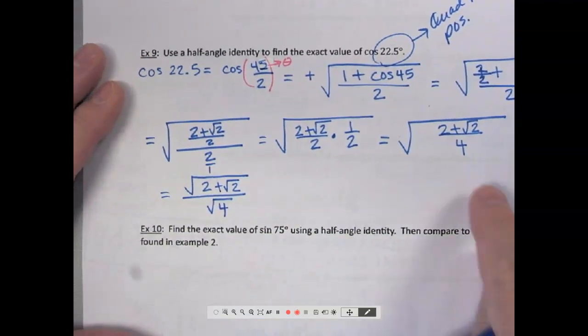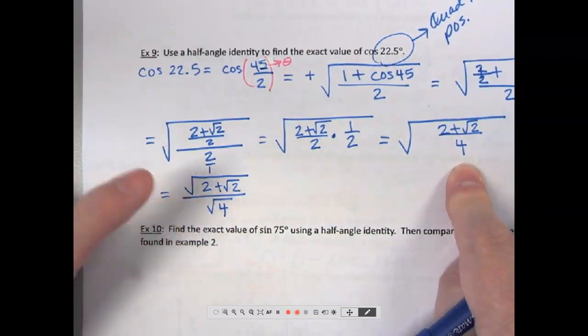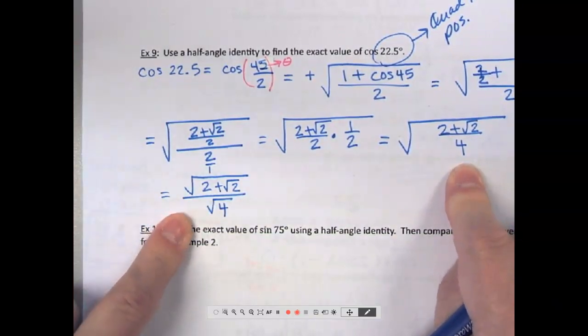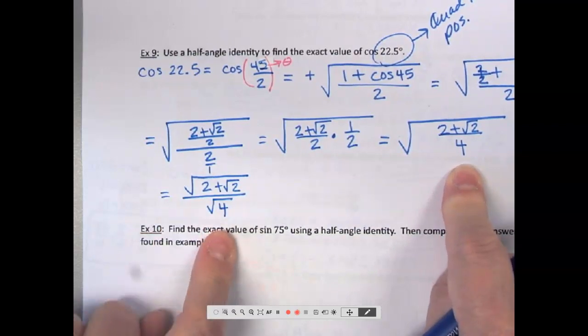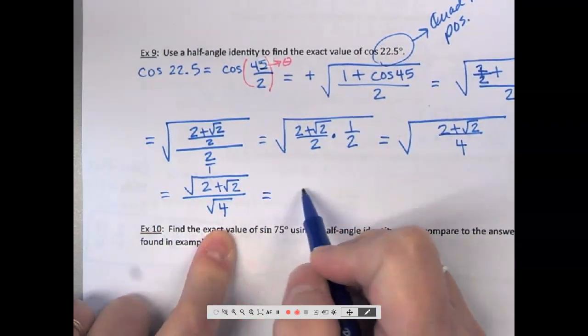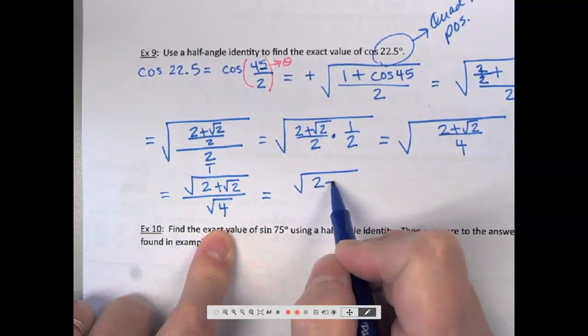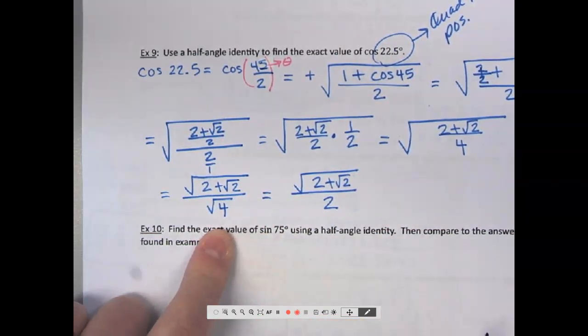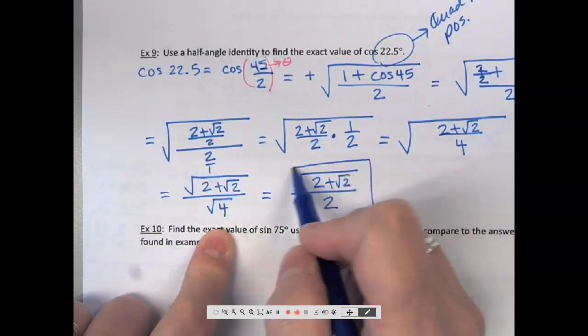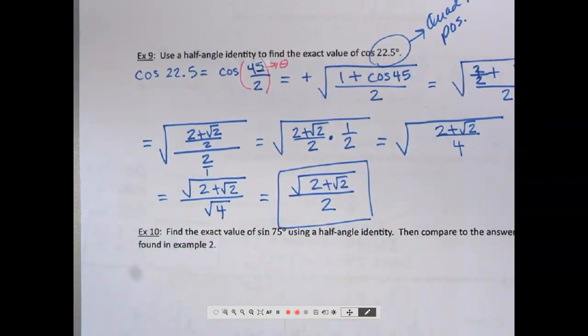I took that fraction that's under the radical and made it a fraction of 2 radicals. Okay, that's a legal math move. And then the square root of 4 is just plain old 2. So I have square root of 2 plus the square root of 2 over 2. And that is the exact cosine of 22.5 degrees.